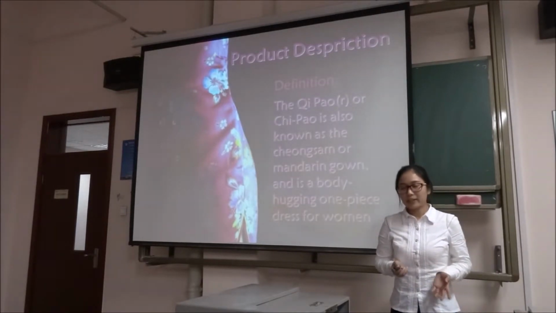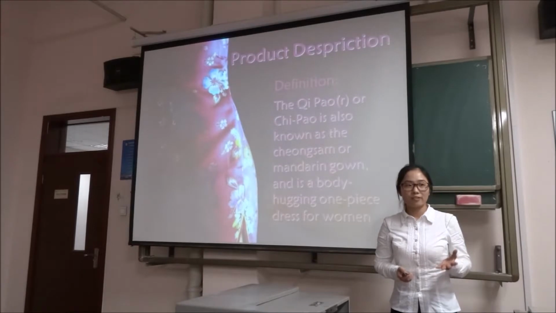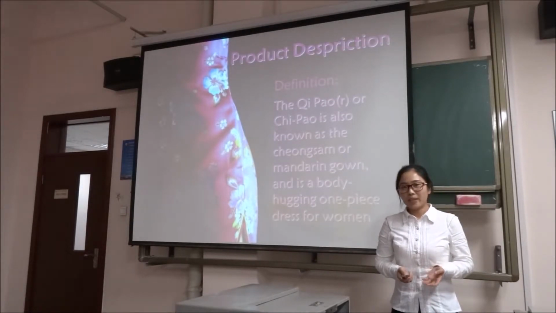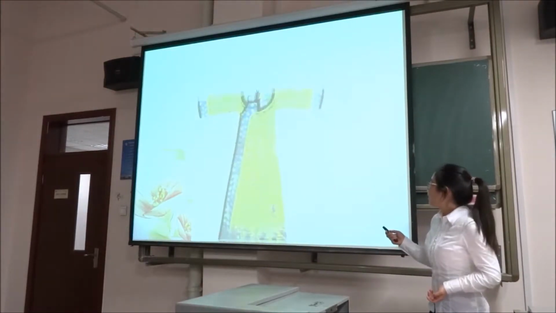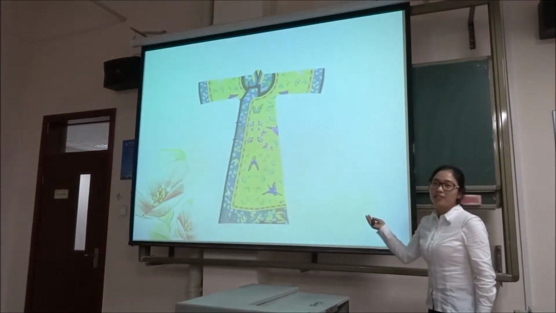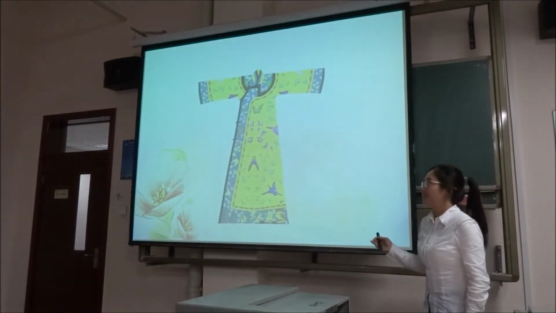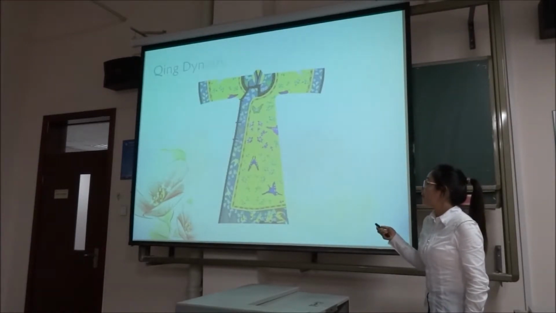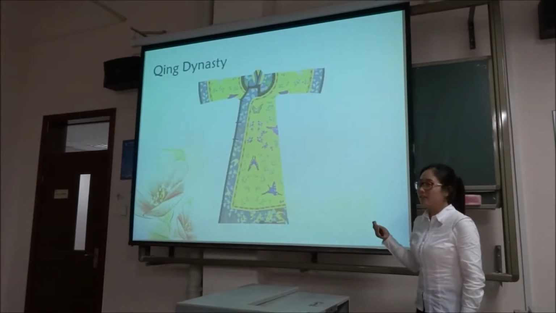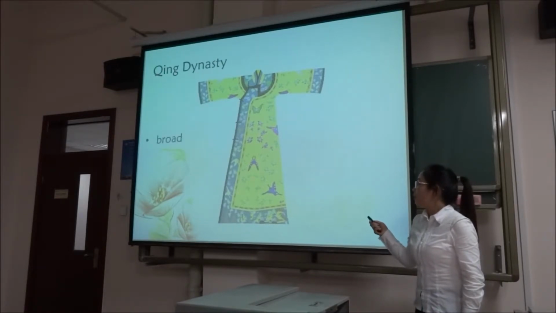Our qipao, it is also known as the changshan or madri glove, and it is also known as the body hugging one-piece for women. Look at this picture. It is not qipao, it is qigong that women dressed in in the Qing dynasty. But our qipao is Qing form 8. But qigong is broad, close and long to fit.